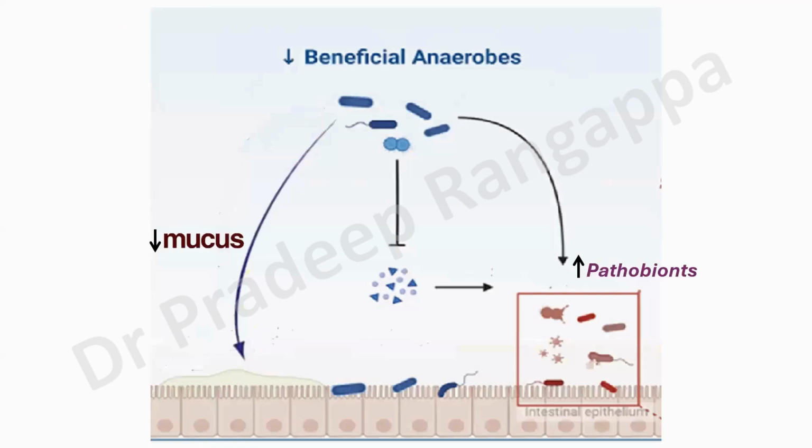Just another schematic representation. Again, this shows that when there are reduced anaerobes, it leads to reduced mucus. This green layer is the mucus, and this leads to cytokines. When the healthy flora becomes unhealthy, with other unwanted bacteria growing, we call it, in gut microbiome terms, pathobionts. That is the terminology we need to remember. Pathobionts means overgrowth of non-commensal bacteria. There is an expansion of pathobionts.